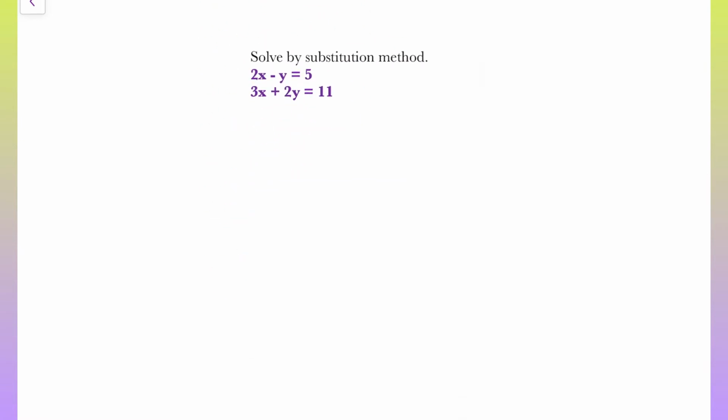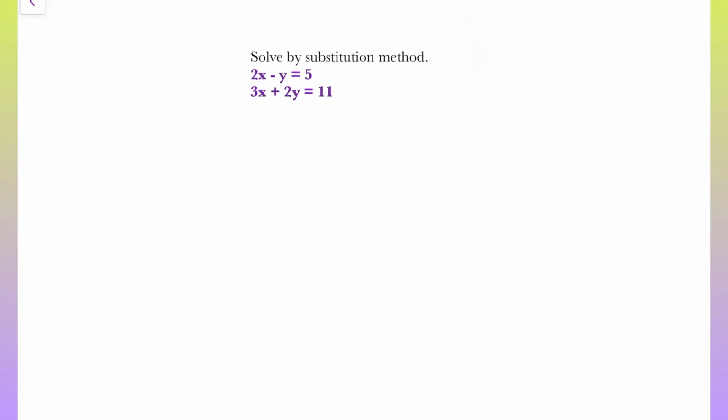Now coming to example number 6. Thank God this is not a word problem. So just solve by substitution method. Till now, whatever questions we solved were all by the elimination method only. Now this problem I am going to solve by substitution method. The first equation is 2x minus y equals 5, and the second equation is 3x plus 2y equals 11.